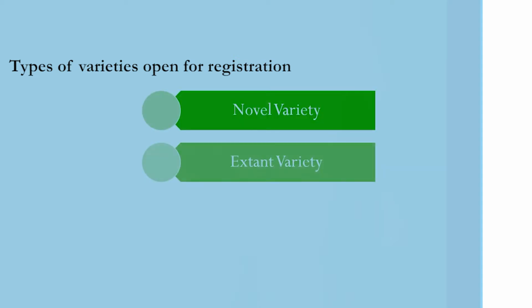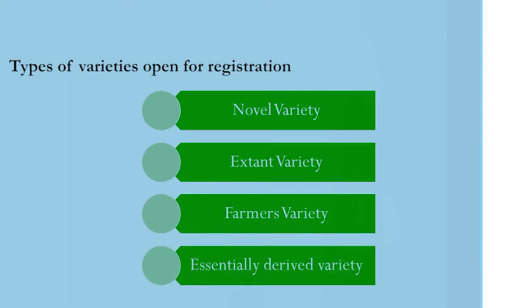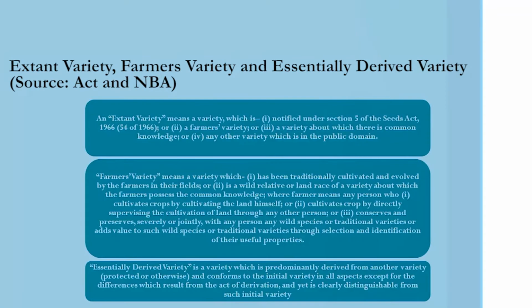The types of varieties that are open for registration under the PVPFR Act are novel varieties, extant varieties, farmers' varieties, and essentially derived varieties. An extant variety means a variety that is notified under section 5 of the Seeds Act 1966, a farmers' variety, a variety about which there is common knowledge, or any other variety which is in the public domain. A farmers' variety under the Act means a variety which has been traditionally cultivated and evolved by the farmers in their fields, or is a wild relative or landrace of a variety about which the farmer possesses common knowledge.